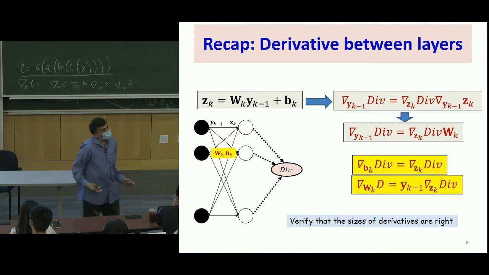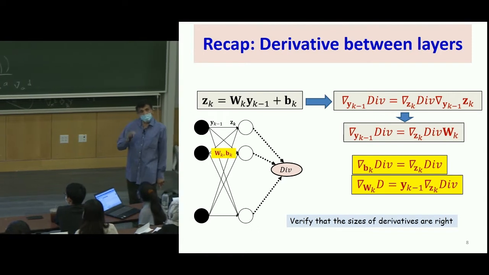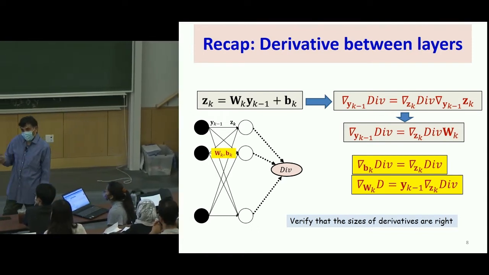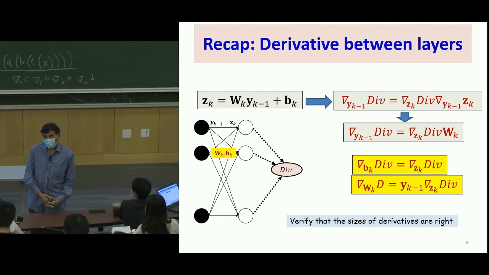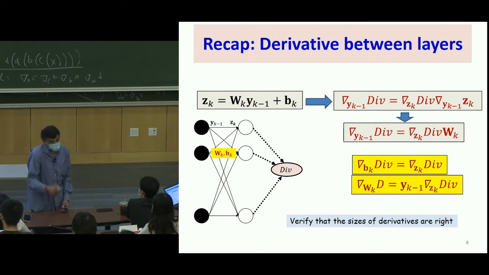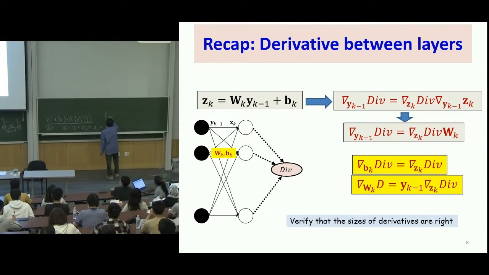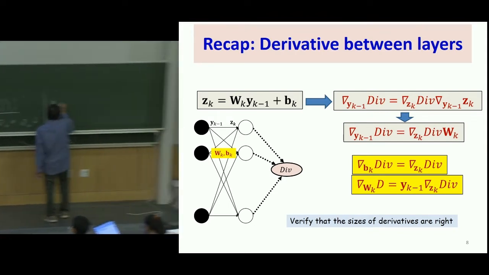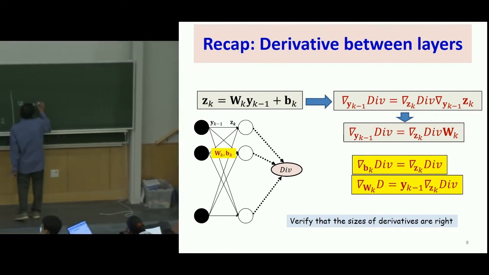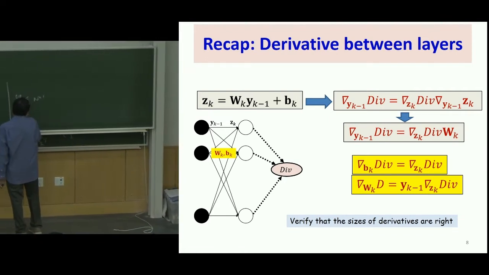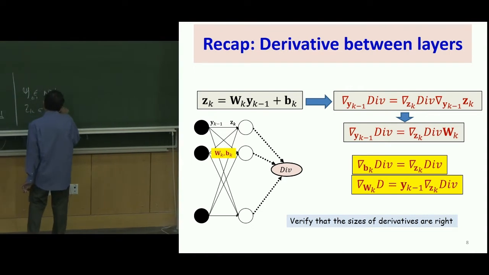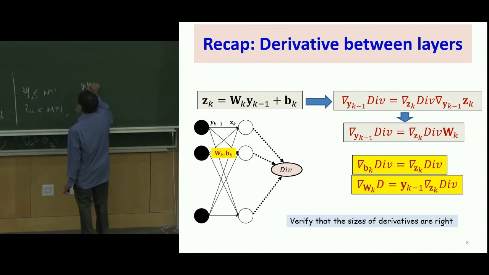But then if I just sort of work through the arithmetic, it just works out that in the end you get this equation. So this is not a straightforward application of the chain rule. When you simplify it, you get this equation, and once again you will find that the size is right. Why is the size right? Okay. So if I have y is size, say, n cross 1, yk minus 1, zk is, say, size m cross 1, right? Then w is going to be n cross m, correct?